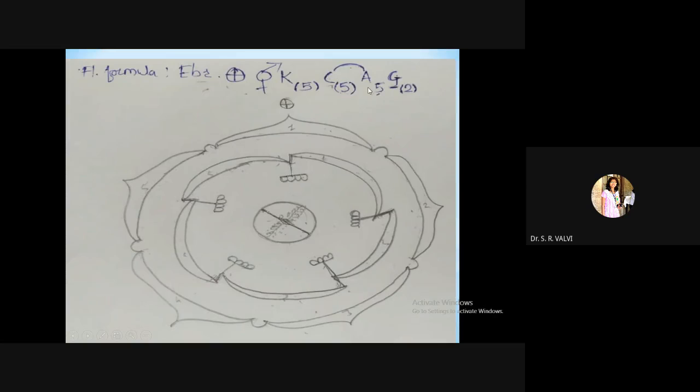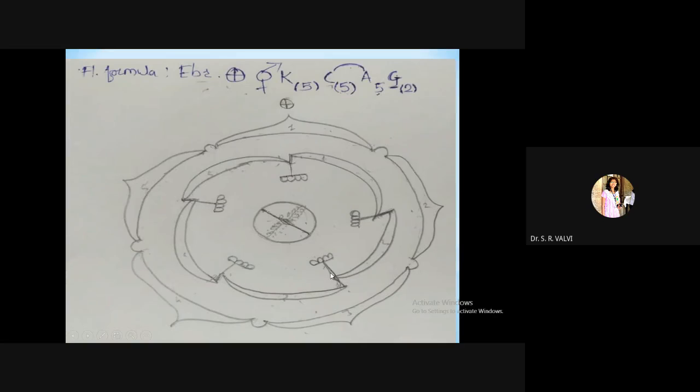Now the next character is Androecium 5, but it is epipetalous. See my cursor. So as it is epipetalous, you have to attach these stamens to these petals. Again at the junction of these two petals you have to draw this, because actually they are present like this only. At the junction of two, one stamen is present. At the junction of the first and second, another stamen is present.